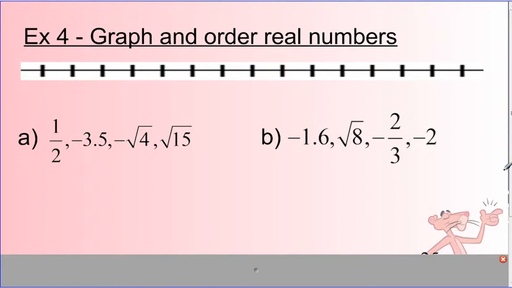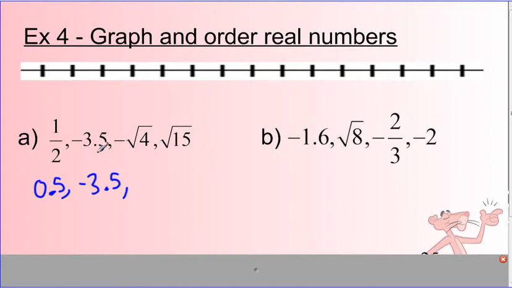The next thing we're going to do is graph and order real numbers. Now, I'll be honest, I don't really like using this number line all that terribly much. I'd rather just approximate these as decimals if possible, and go from there. So let's see. Each of these we want to turn into a decimal. So 1/2 as a decimal is 0.5. That's one everybody should know.